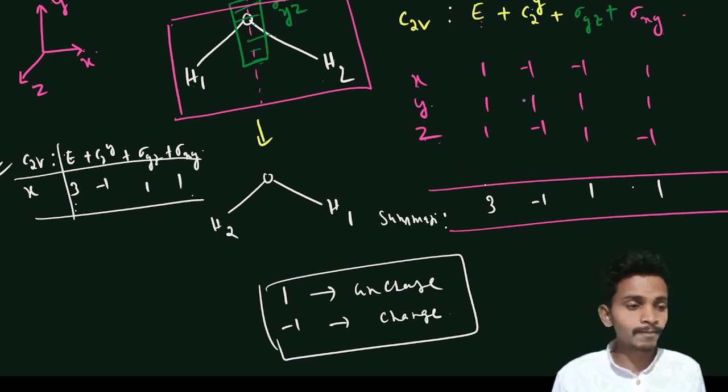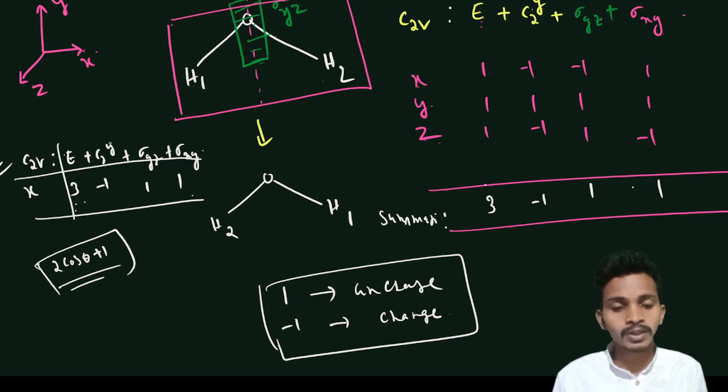And if it is not compatible to you, then we can also do like that: we know that character of E is always 3, and C2y is -1 always, and sigma yz is 1, 1. So by taking the characters we can directly do that. Okay, for C2y, 2 cos theta plus 1, this is the formula. If not C2y, if C3 and C4 is there, then use this formula and you get the characters. So whatever the character, you just put it.